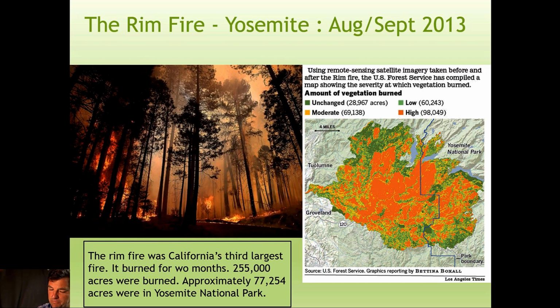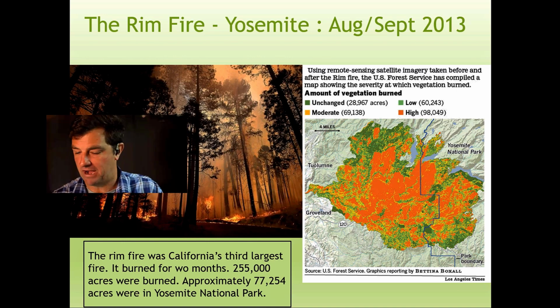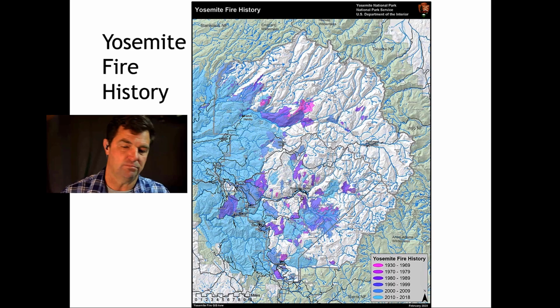Another example of a fire in the West is the Rim Fire, which we mentioned, and this is in Yosemite, so not Yellowstone. So this is in California in Yosemite. And in 2013, the Rim Fire was California's third largest fire, and it burned for 2 months, and it burned 255,000 acres. And 77,000 of those acres were within the boundaries of Yosemite National Park.